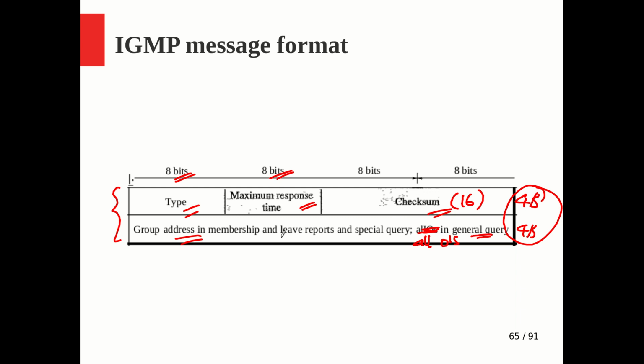The group address, the multicast group address, is mentioned here, and it is needed for the membership message, because a host wants to be part of this particular group, so the group ID is to be mentioned. Also, if someone wants to leave this particular group, the group ID is to be mentioned. The special query is again for a group, to find out whether anyone is interested or not, so again that group ID is to be mentioned. But if you look at the general query, it is not for a specific group; it is something general to everyone in the network.